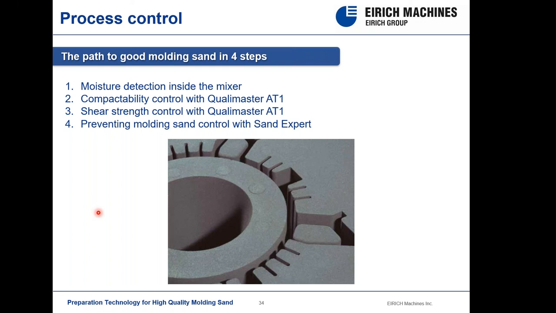In the next level, we're going to have the shear strength control. The compactability part of the 81 will help us to control and monitor the moisture content in our sand. Remember that the compactability is a direct correlation of the moisture content in the sand. The shear strength is going to help us to control the bentonite content in the mixer in order to be more economically efficient in using these raw materials.